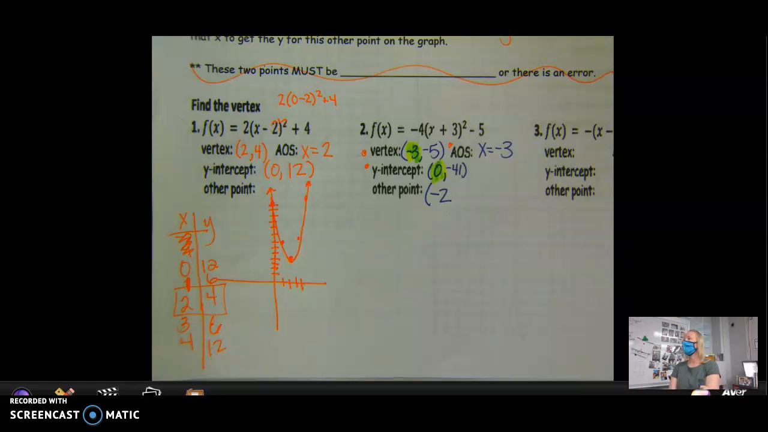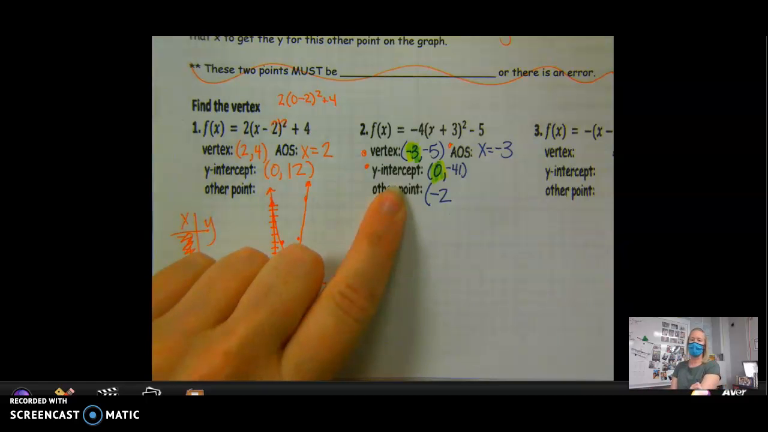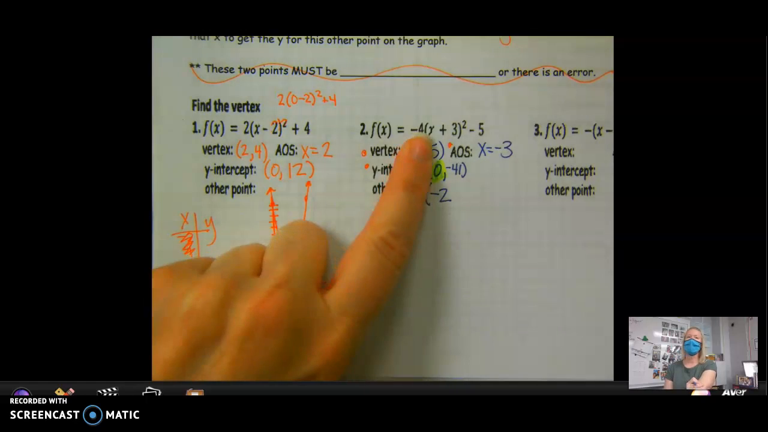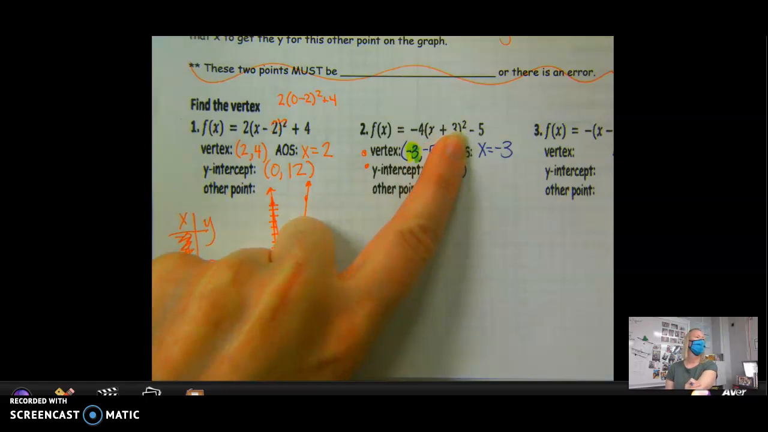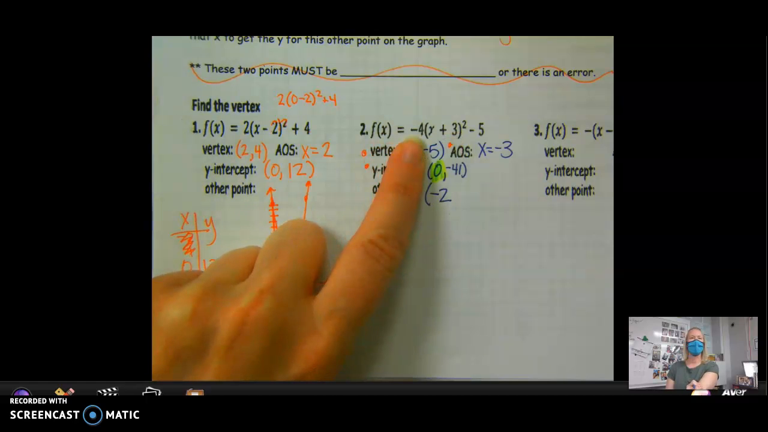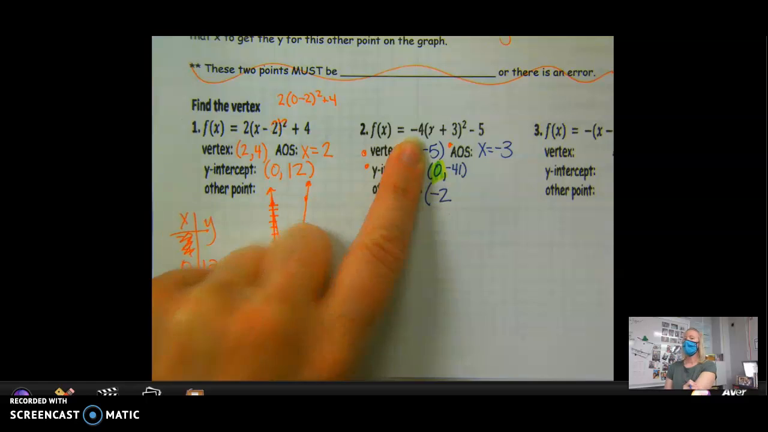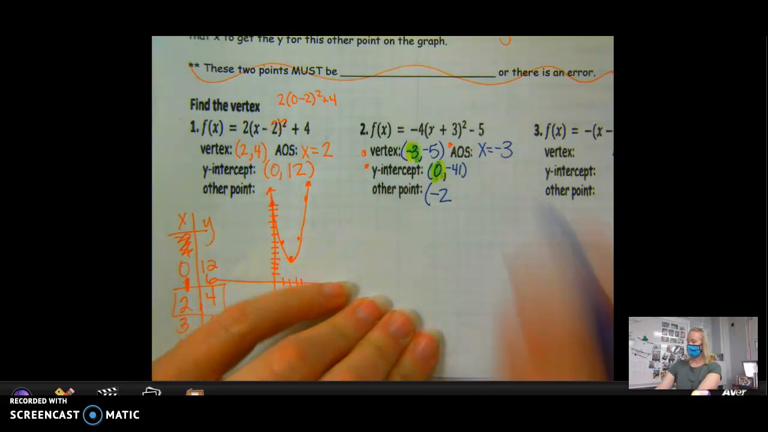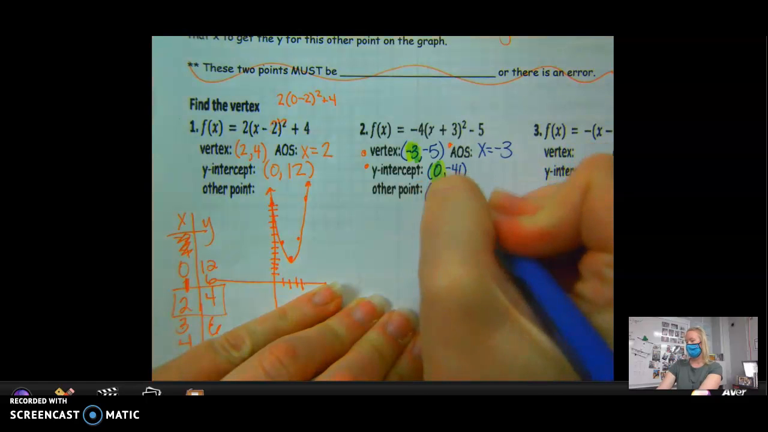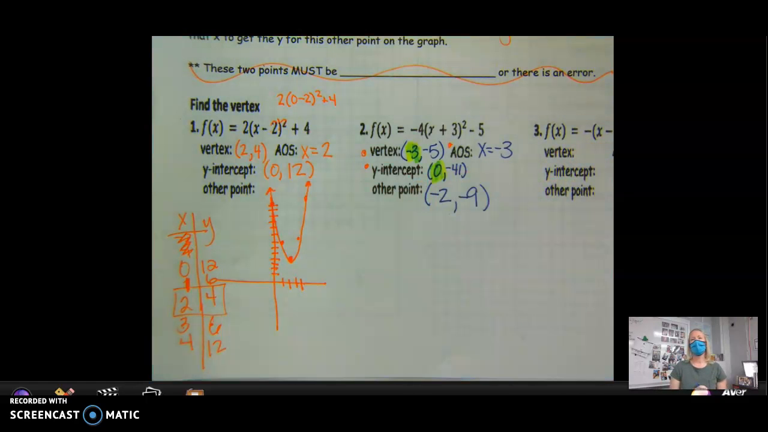We're going to do that just like we did the y-intercept. Plug in -2. What's -2 plus 3? 1. What's 1 squared? 1 times 1 is 1. What's 1 times -4? Yep, and what's -4 minus 5? Negative what? 9. There's your other point. Okay?